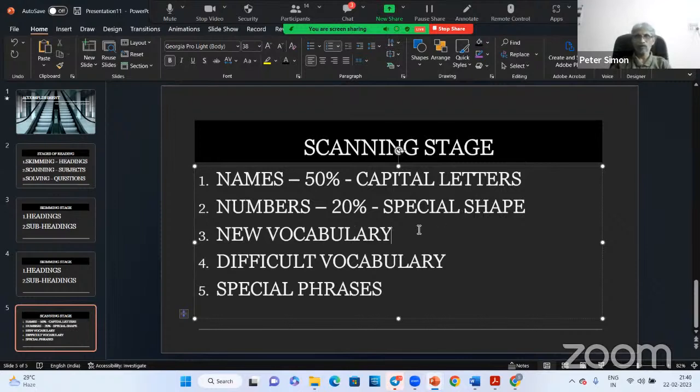Next one, new vocabulary. How to identify new vocabulary? This is the size, the length of the word. The word is very big. Extravagantly, enormously, contamination, like that, big words will be there. And when you see them for the first time, that is new vocabulary. Next, difficult vocabulary. This also is size.